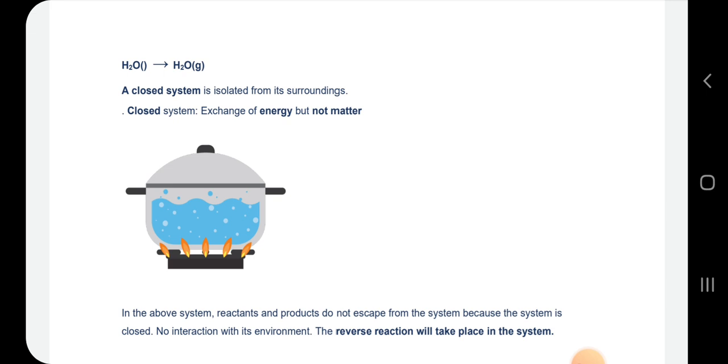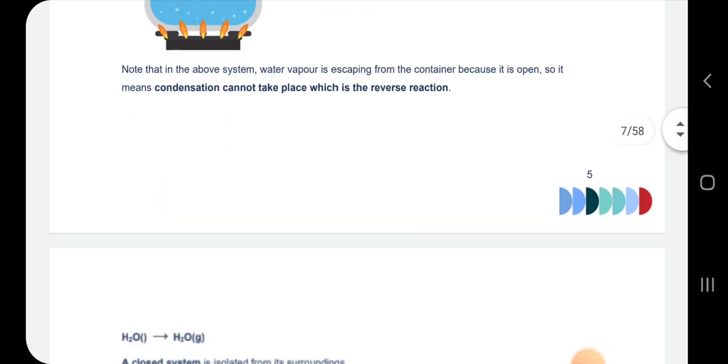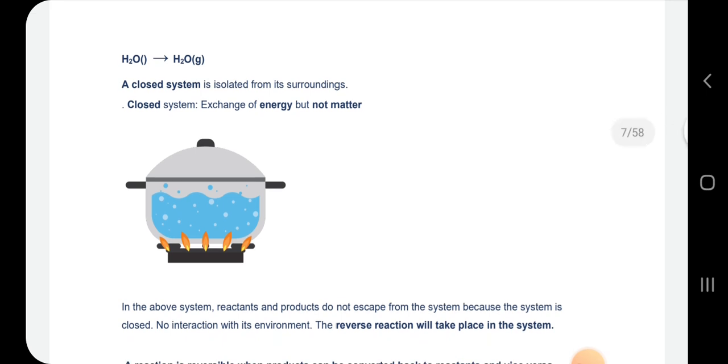But when a system is open and not isolated from its surroundings, there we will have a forward reaction. So remember, let's summarize this. Open system, it's a forward reaction. The contents of the pot are interacting with the environment. But when we have the closed system, it is a reverse reaction.